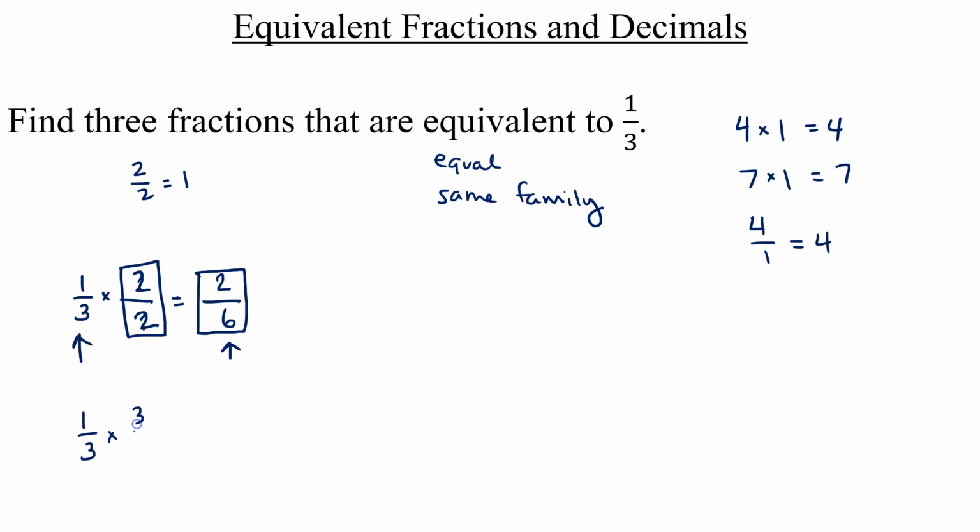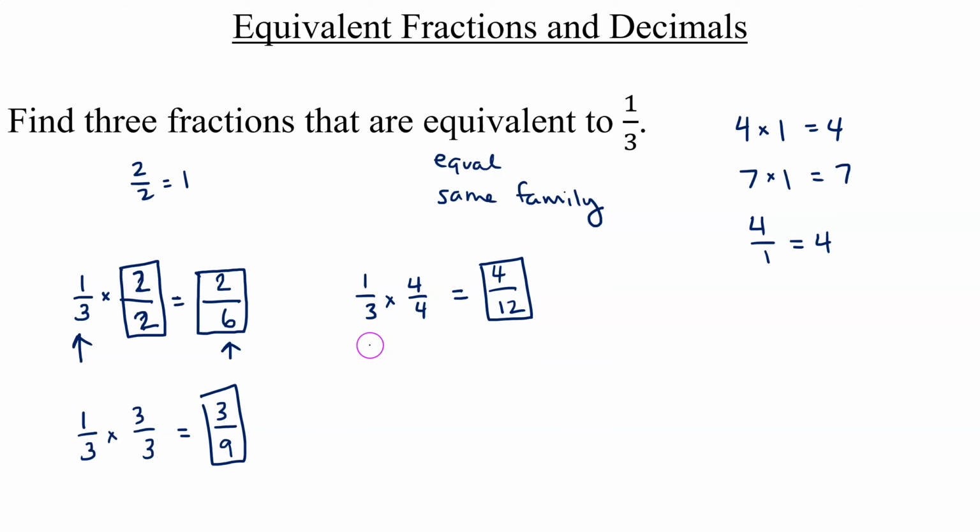We could multiply by 3 over 3, so 3 over 9. Or we could multiply by 4 over 4. So 1 times 4 is 4, 3 times 4 is 12. We can keep going, but this question is asking for 3 fractions. So 2 over 6, 3 over 9, and 4 over 12 would all be fractions equivalent to 1/3.